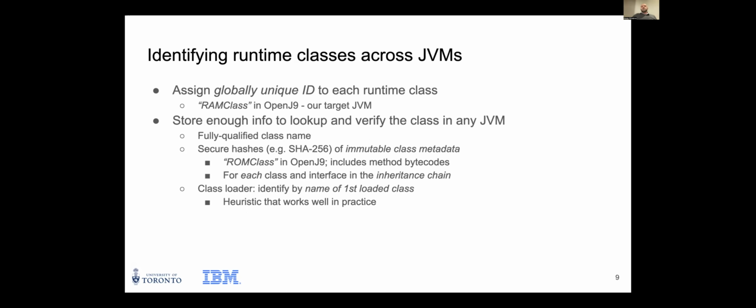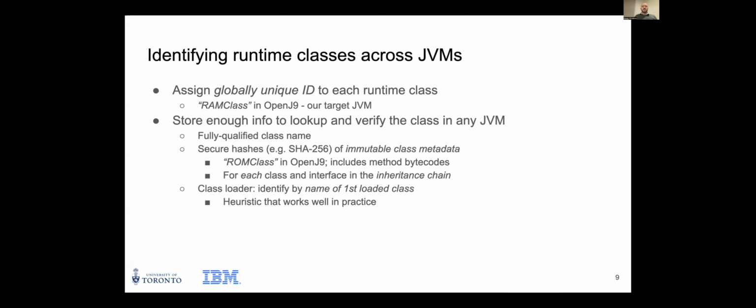So we assign a globally unique ID to each runtime class. In our target JVM that we use for implementing this, which is Eclipse OpenJ9, this entity is called a ROM class. It's basically immutable class metadata, which includes the bytecodes of all the methods. And we associate enough information with these IDs to look up and verify the class in any JVM running on any machine. It consists of the fully qualified class name and secure hashes of immutable class metadata of ROM classes across the inheritance chain of the class. And we do that to accommodate cases when some of the superclasses of the class for which we compile the method are redefined at runtime.